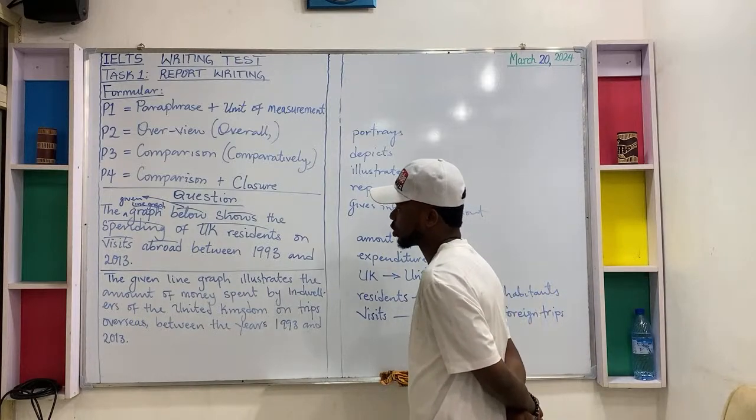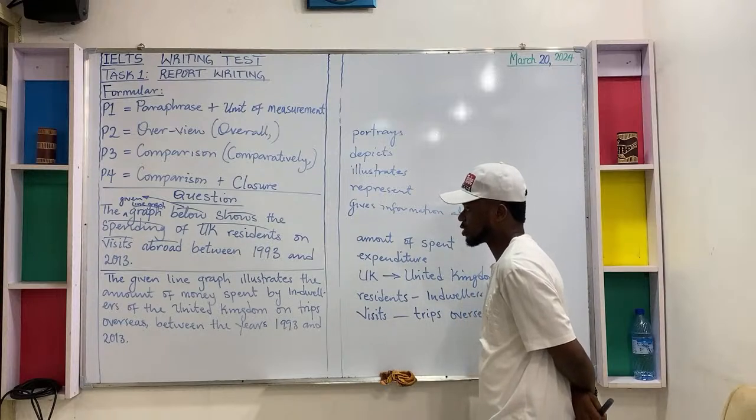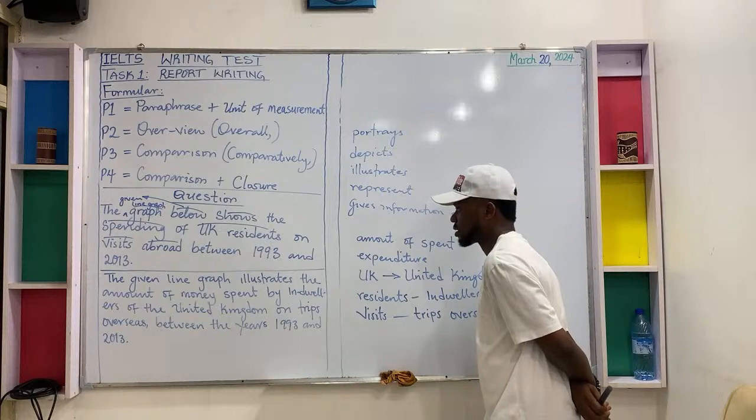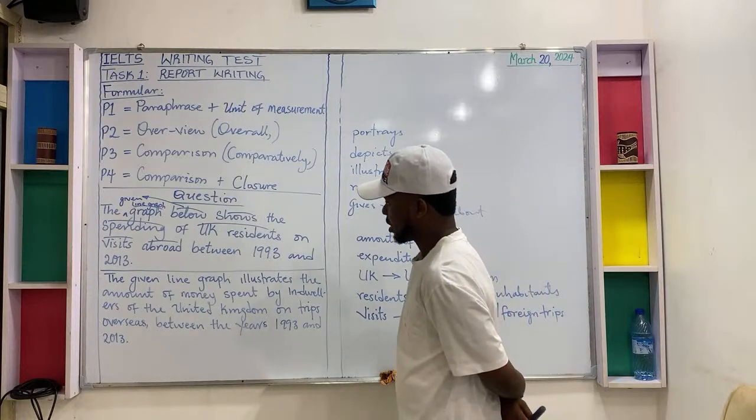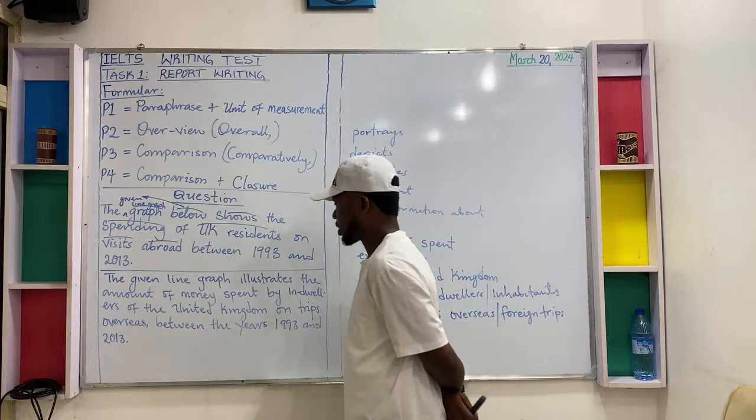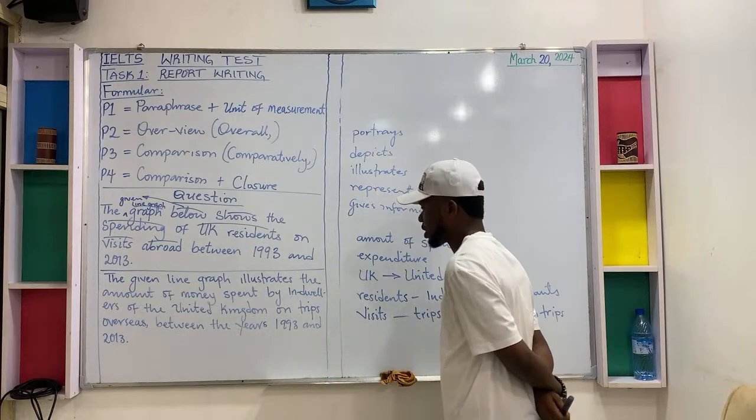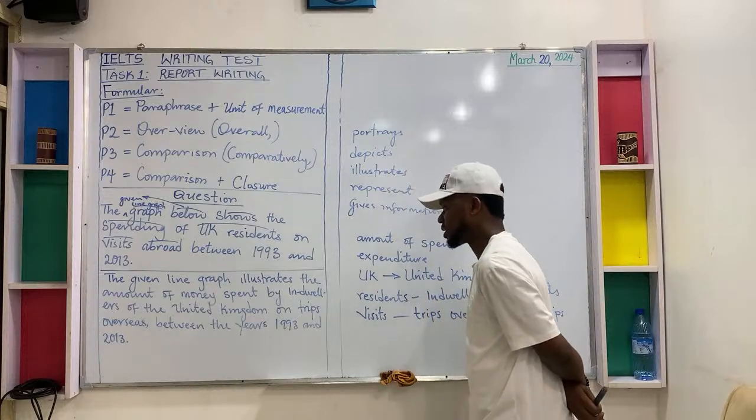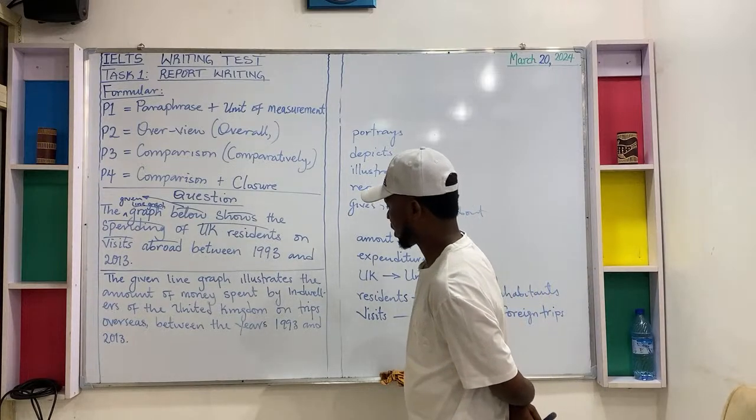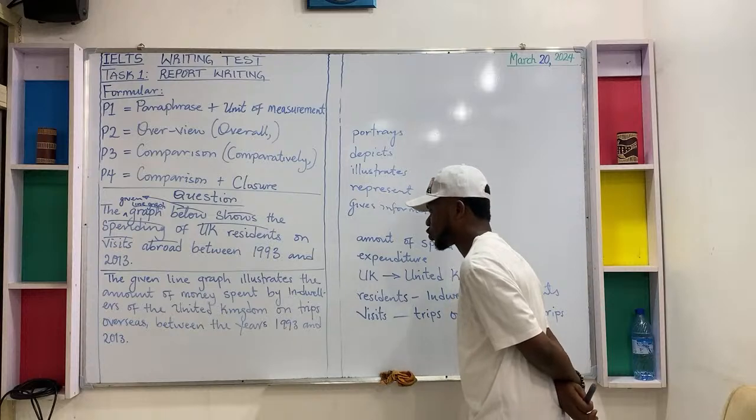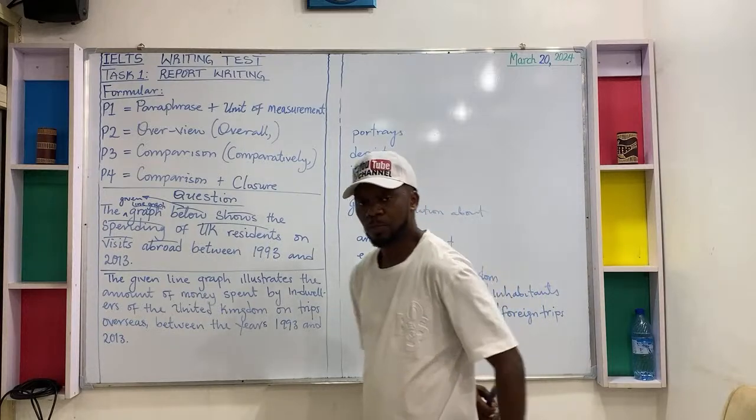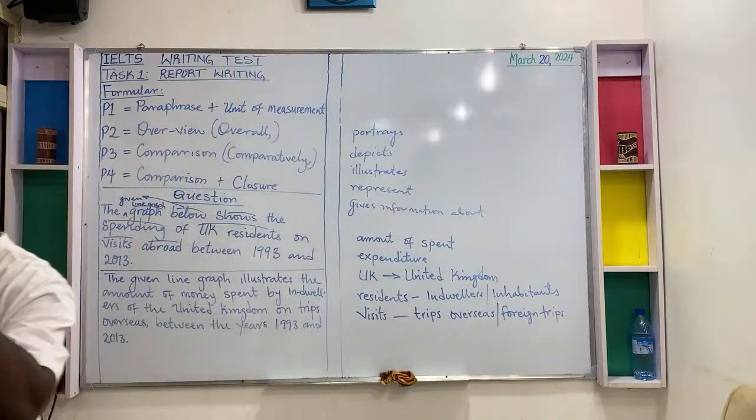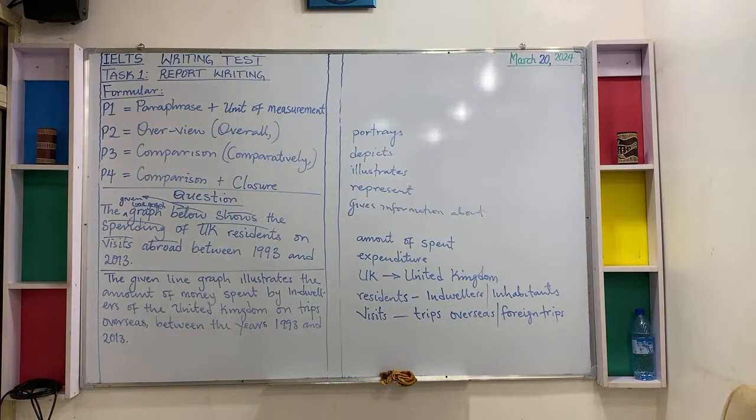The graph below shows the spending of UK residents on visits abroad between 1993 and 2013. So our paraphrase says, the given line graph illustrates the amount of money spent by indwellers of the United Kingdom on trips overseas between the years 1993 and 2013. That's the paraphrase. Does it have the same information as what we have in the original question?